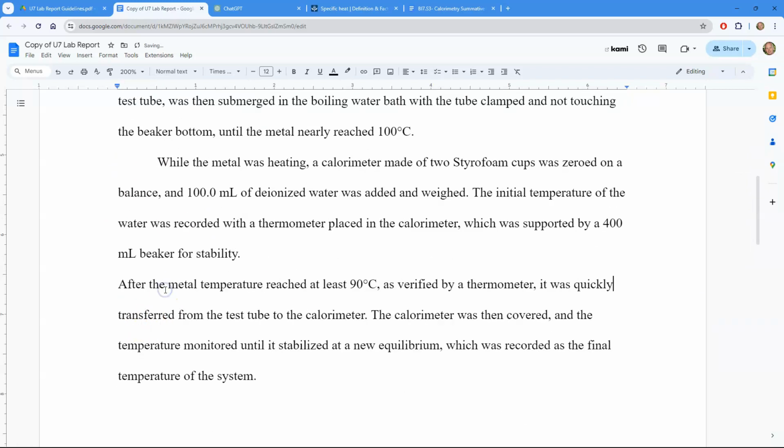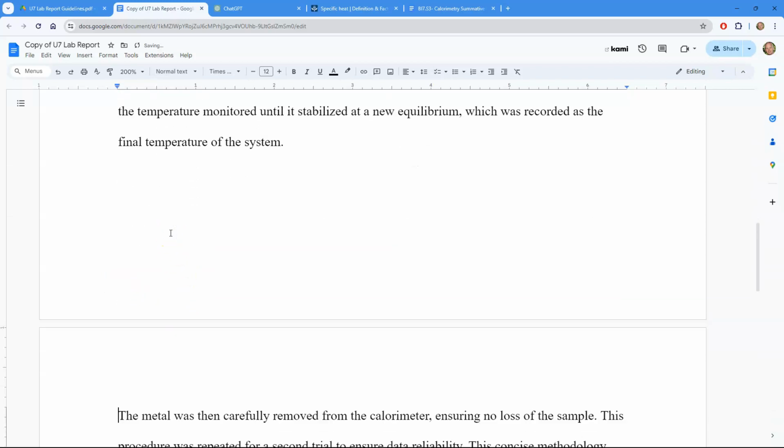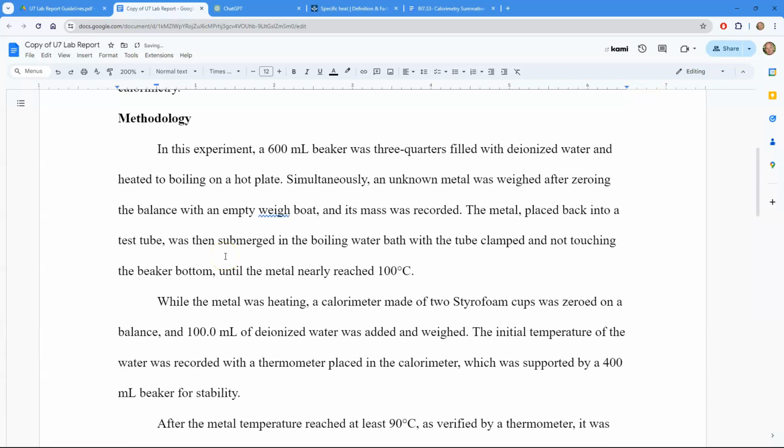So let me finish cleaning this up. I want to make sure they're in paragraphs. I want to remove all the extra spacing so it's nice and neat. And let's read through this. So in this experiment, a 600 milliliter beaker was 3/4 filled with deionized water and heated to boiling on a hot plate. Simultaneously, an unknown metal was weighed after zeroing the balance with an empty weigh boat, and its mass was recorded. Okay, so notice we have an underline here for grammar, but that's not correct. Okay, weigh boat is not correct, so I'm going to ignore that.